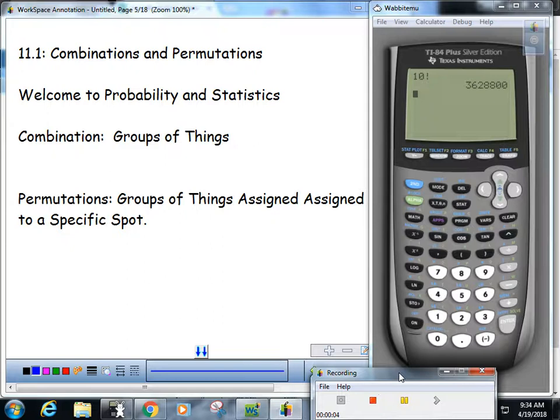I tried this yesterday and completely screwed it up. It was going so well, and then it just crashed fast. So let's try it again, okay? This is Chapter 11, Probability and Statistics.